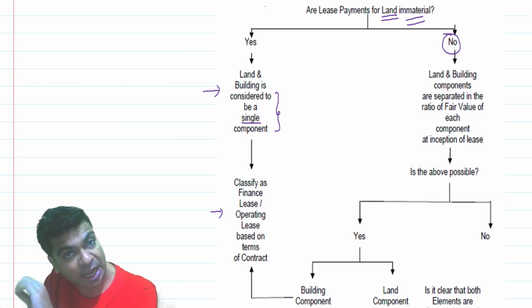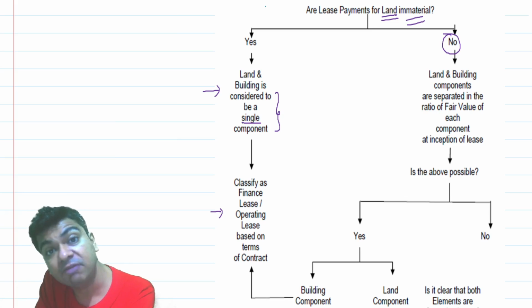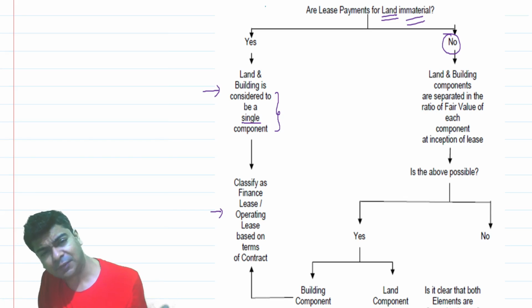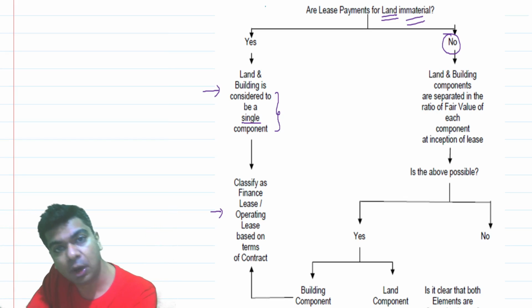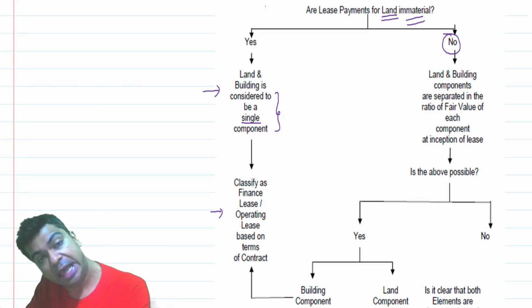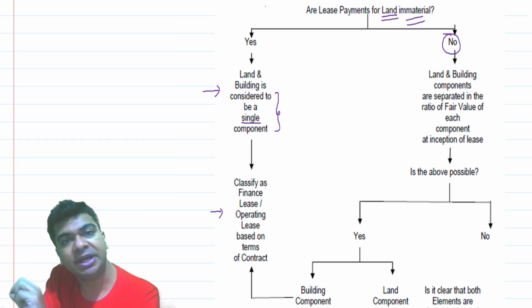Let us say there is a company, the company wants a corporate building. It is engaging a builder: why don't you construct a building and then lease it out to us. So the builder is building the entire complex. The corporate building is ready and is leasing out. This time the payments which will be there towards the lease, a substantial portion of that will be towards the land. So this time the payments towards land are material.